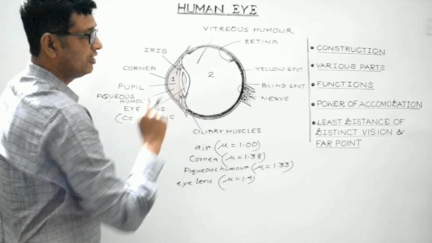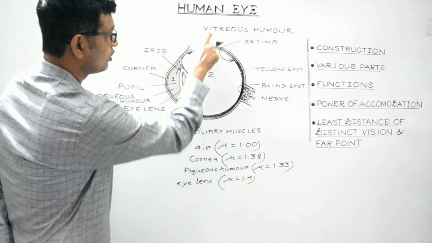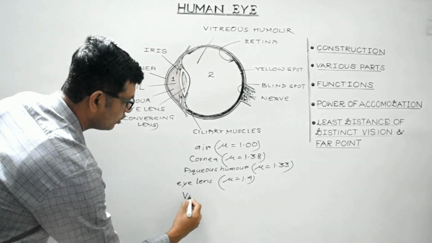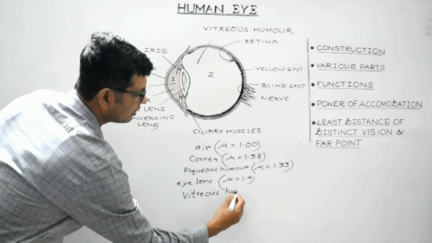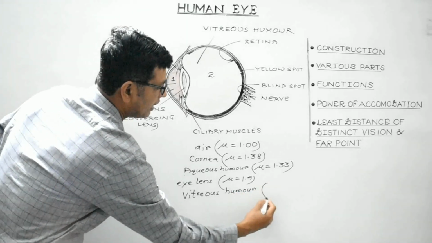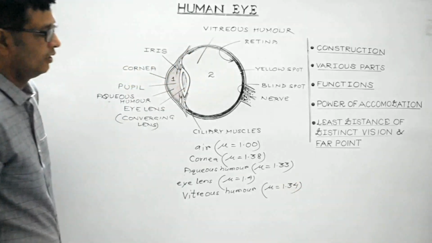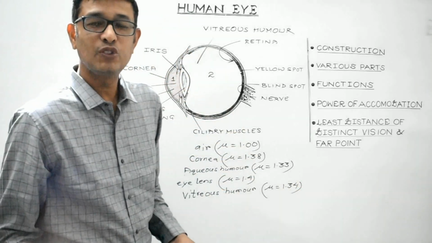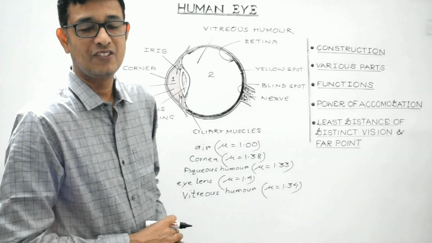And finally, before reaching the retina, where the image is formed, it passes through another watery liquid which is known as vitreous humor. It has a refractive index of about 1.34. So these are the various mediums through which light travels while entering the eye. Clear, students?